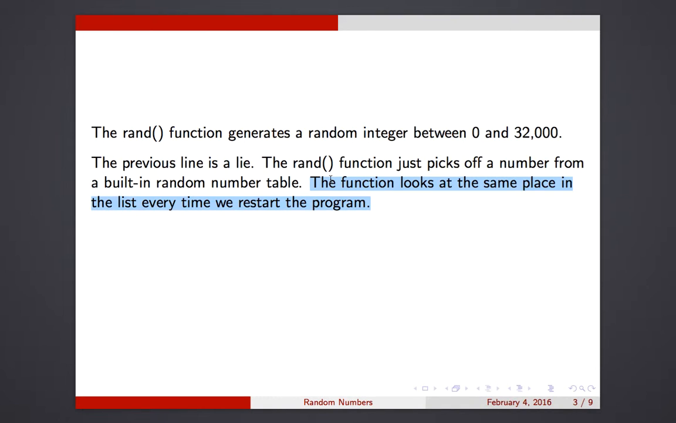And unfortunately, this function will look at the same place in this random number table every time you run the program. So unless you tell this function, hey, I want you to look different places, please, when you run the program, it's just always going to go to the same spot in the random number table, and therefore it will always give you the same, quote, randomly chosen number, end quote.